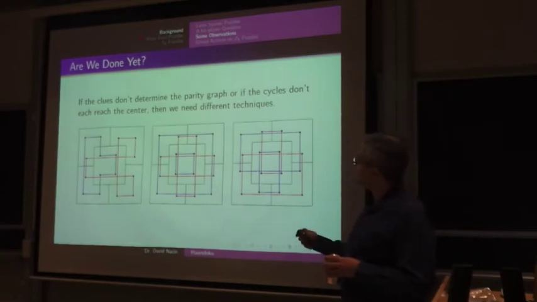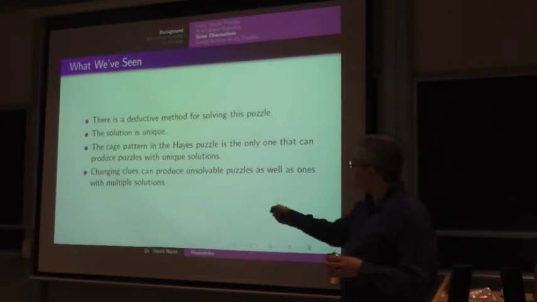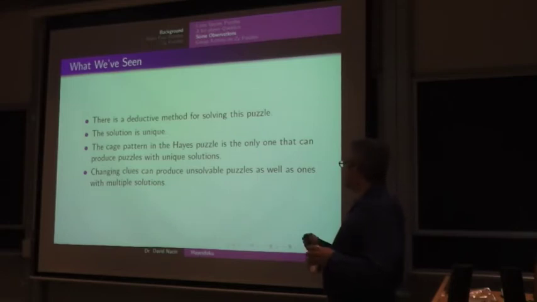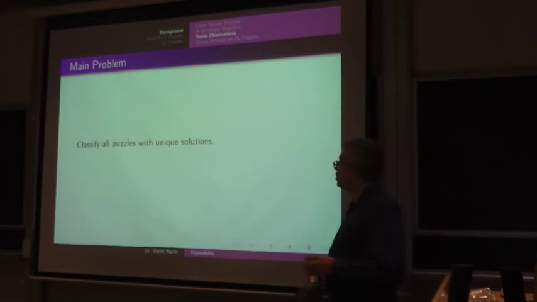Now, of course, this doesn't explain all the puzzles because there's plenty of parity graphs that don't meet the hypotheses of that parity graph lemma. But what have we seen so far? We've seen that there is a deductive method for solving this puzzle. The solution is indeed unique. The cage pattern in the Hayes puzzle is the only one that makes sense in this situation, and we can change the clues to get puzzles with no solutions, as well as puzzles with multiple solutions. But what I'd like to do is classify the only puzzles with unique solutions. So that's going to be my goal.